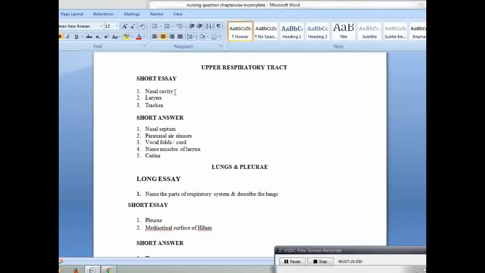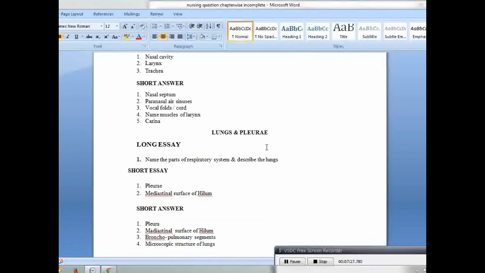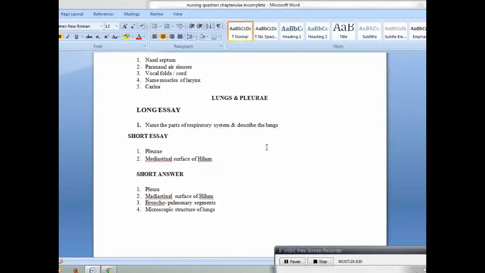Carina. Carina is a part that is seen in the larynx region, so that also you need to mention. Next chapter is lung and pleura. Here, name the parts of the respiratory system and describe the lungs. So here you can mention the different parts of the respiratory system, starting from nose, nasopharynx, oropharynx, laryngopharynx, trachea, and so on. Okay. Lungs.